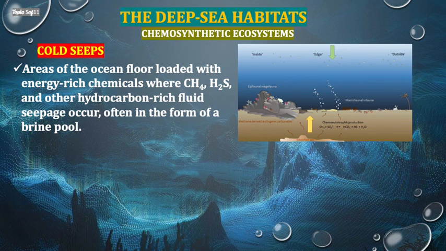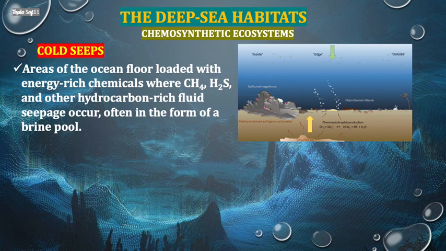So cold seeps, sometimes also called cold vents, are areas on the seafloor that are loaded with energy-rich chemicals such as methane or hydrogen sulfide and other hydrocarbon-rich fluid compounds that seep through or sift from the ocean floor. Normally this is in the form of a brine pool.